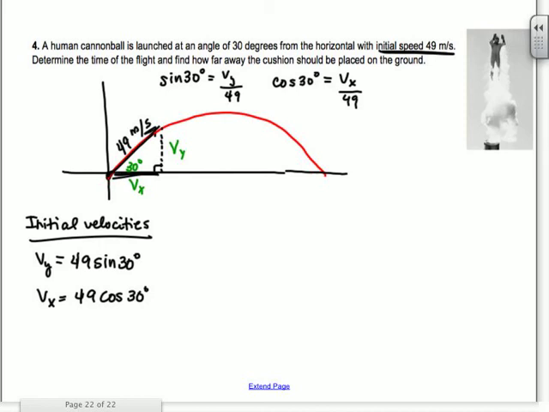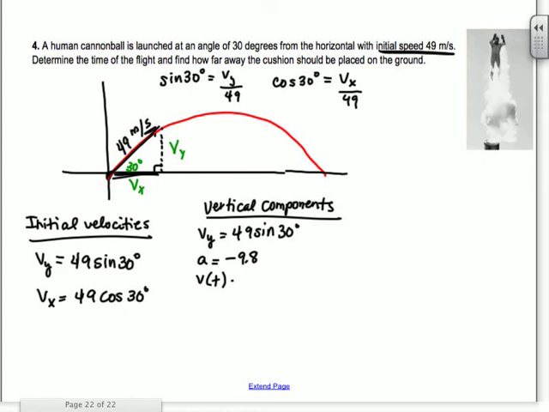Okay, so we're going to talk about the vertical components. Basically my vertical initial velocity is 49 sine of 30. What's my acceleration? Yeah, negative 9.8. So I have gravity pulling me downwards, right? In the vertical direction, so negative 9.8. So that means v of t is negative 9.8 t plus my initial velocity, 49 sine of theta, or sine of 30 degrees.